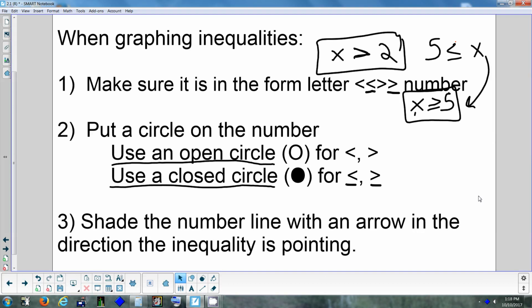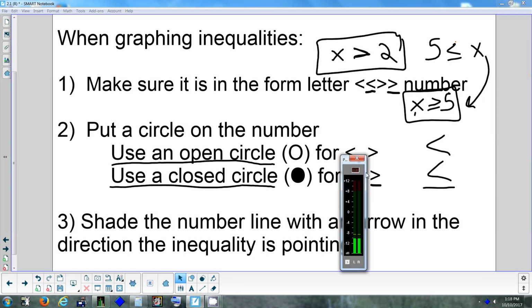If it was less than, like that, or less than or equal to, Fred, what direction will my arrow go in from the line that I'm drawing? The left, right? It will go to the left because the arrow's pointing that way. As long as you know how to do that on your notes, you're fine. Questions on any of this stuff?